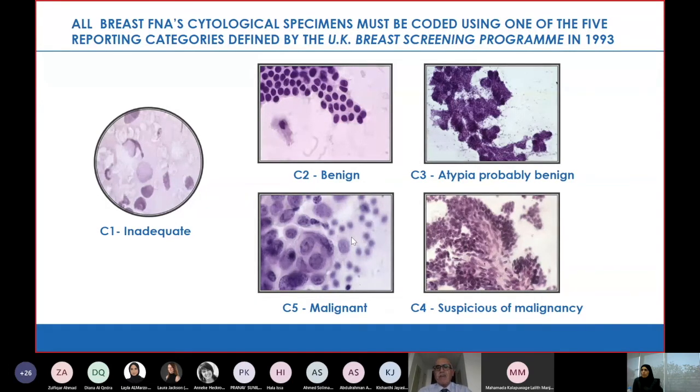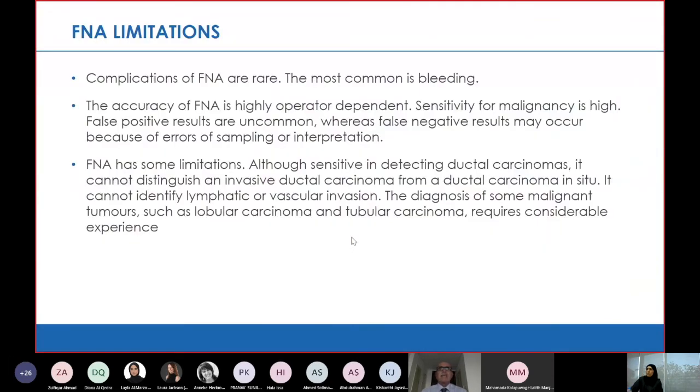C4 and C5 are grouped together basically. C4 is suspicious of malignancy, where not all criteria of malignancy are present. C5 is when the criteria are actually there. And for the sake of sensitivity, they are actually grouped together. Next one, please.